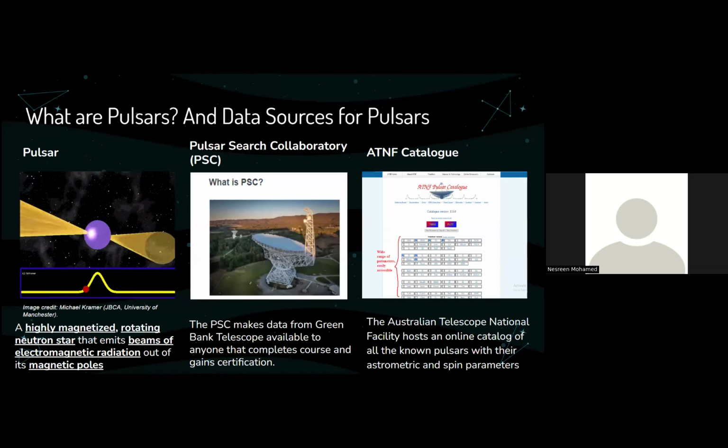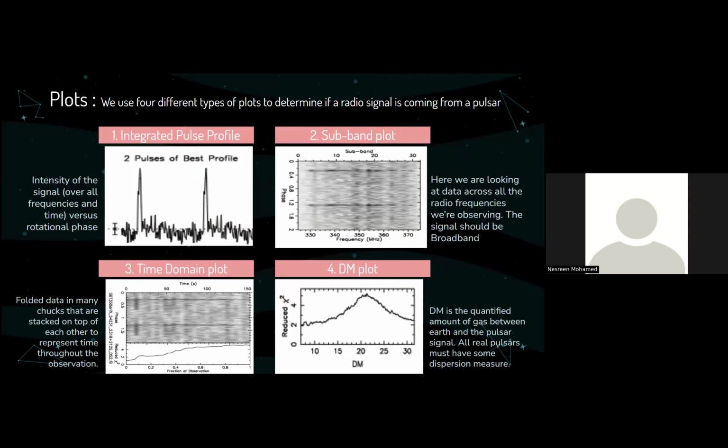Firstly, the Pulsar Search Collaboratory makes data from the Green Bank telescope available to anyone who completes their course and gains certification. The Australia Telescope National Facility hosts an online catalog for all known pulsars, providing essential astrometric and spin parameters. We use 4 types of plots.